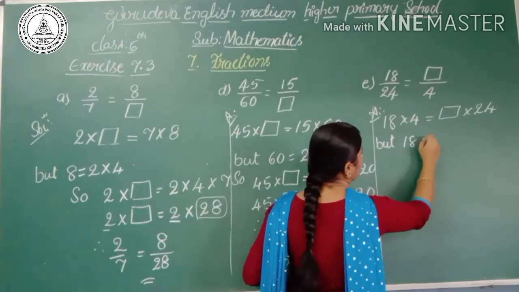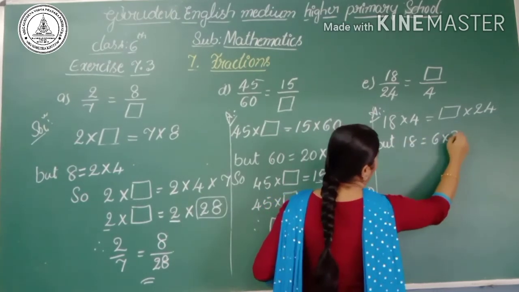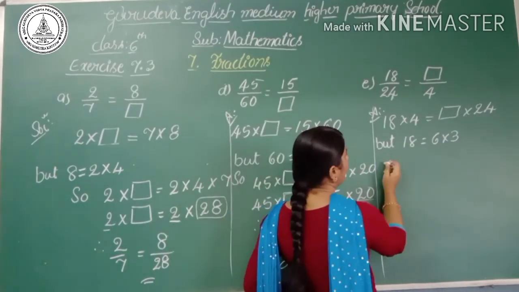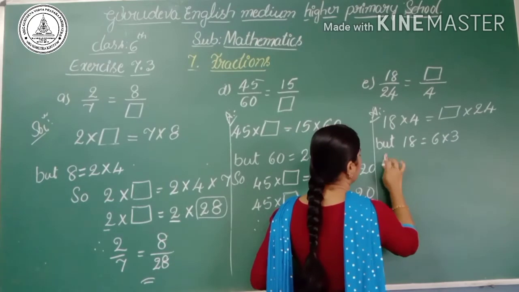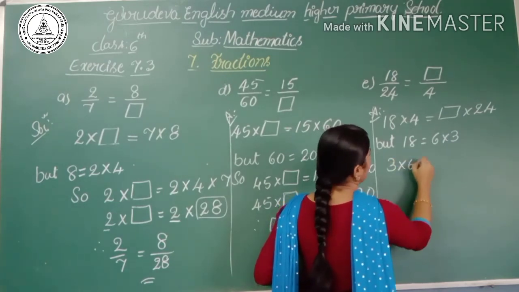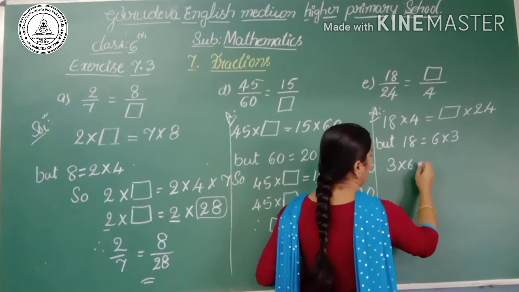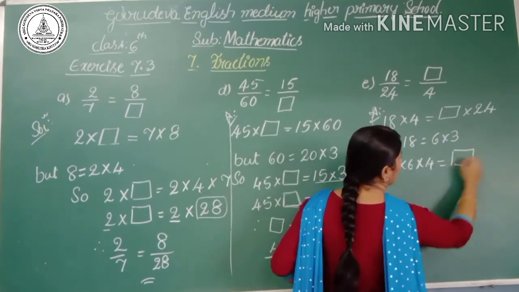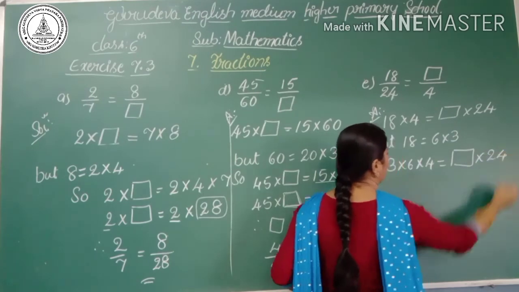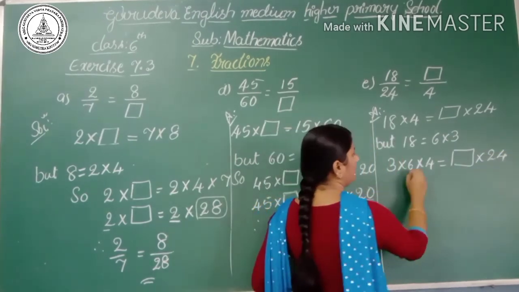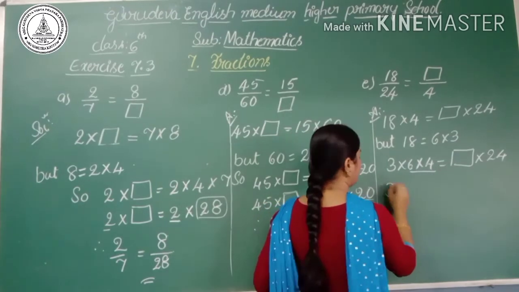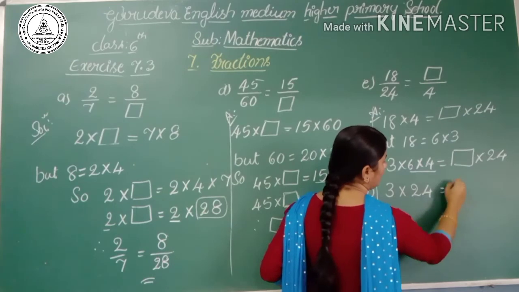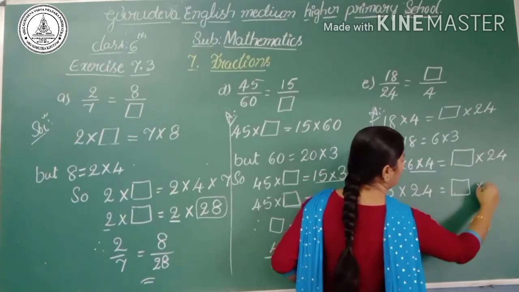But 18 is equal to 6 3s are 18, so we can write it as 3 into 6 into 4 equals box into 24. You see here, multiply 6 into 4, keep the 3 as it is. 3 into 6 into 4 is 24, which equals box into 24.